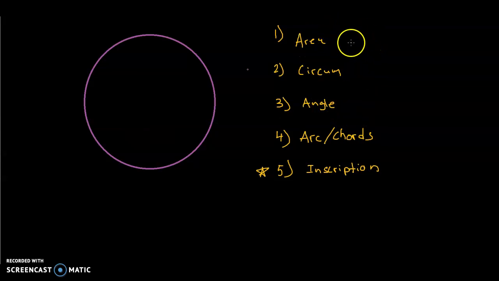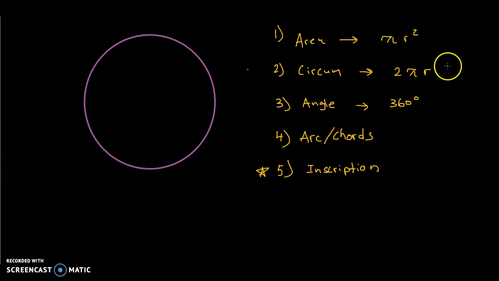But here's what you really have to have down. For the area, the formula is pi r squared. For the circumference, it's going to be 2 pi r. For the angle, remember that there's 360 degrees in the entire thing. More on these two in just a moment.